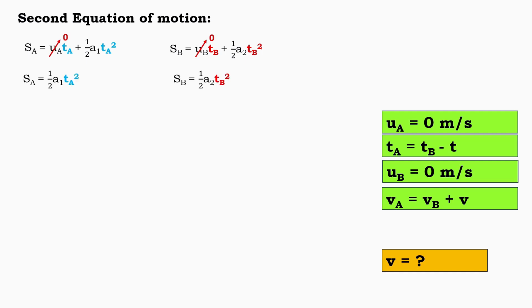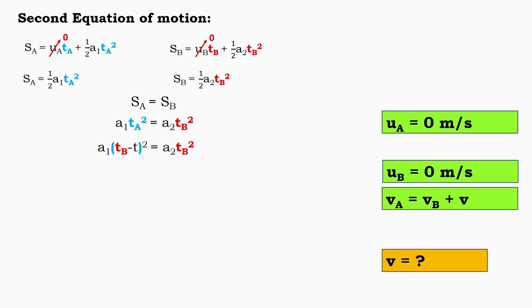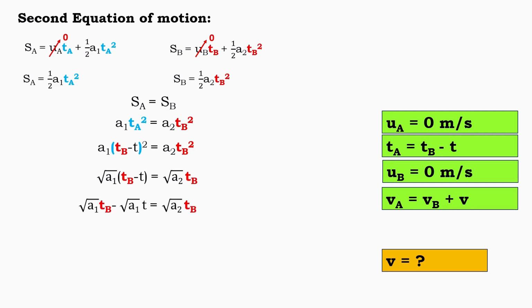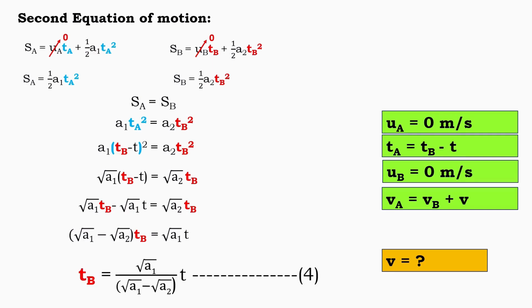Since both cars start from the same point and finish at the same finish line, the distance traveled by both cars must be the same. Using this fact, we equate the two expressions for distance. Next, we substitute the relation between the times taken by the two cars, as given in the question, and simplify the equation. Applying the square root on both sides and rearranging the terms, we obtain equation 4, which gives t sub b in terms of t, a1, and a2.